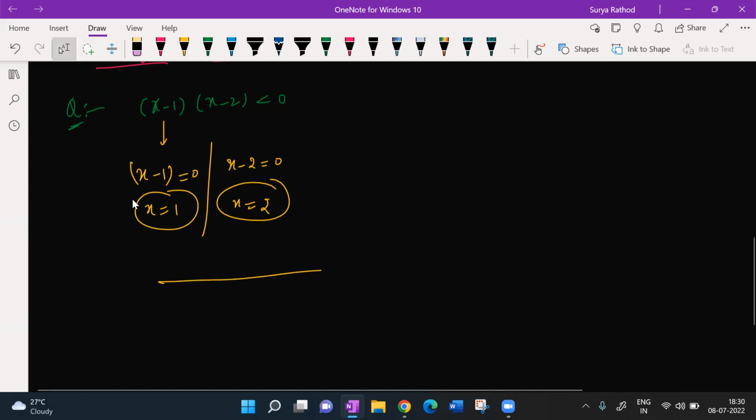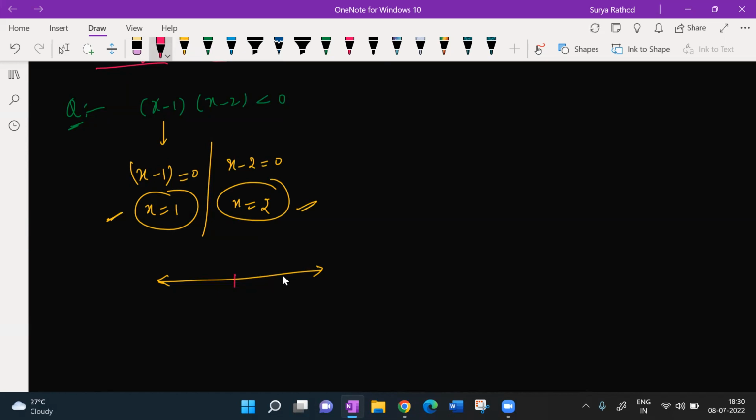Correct. So now, here 1 and 2, right? First of all, let us talk about 1, then we'll come to 2. Beta, here at 1, any value you substitute which is to the left of 1, what is this expression going to become? Negative. Any value less than 1 is going to be negative. And any value to the right of 1 is going to be positive. Exactly. So this is the sign story of the x minus 1 term.